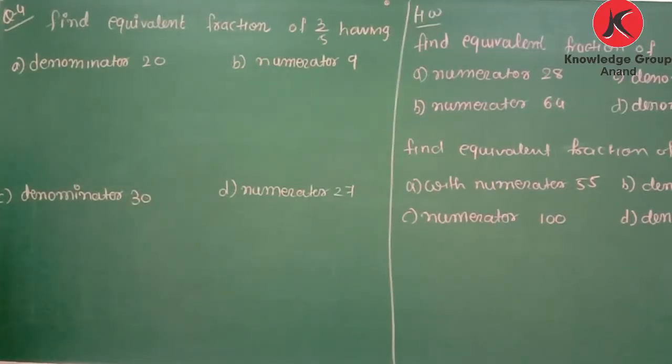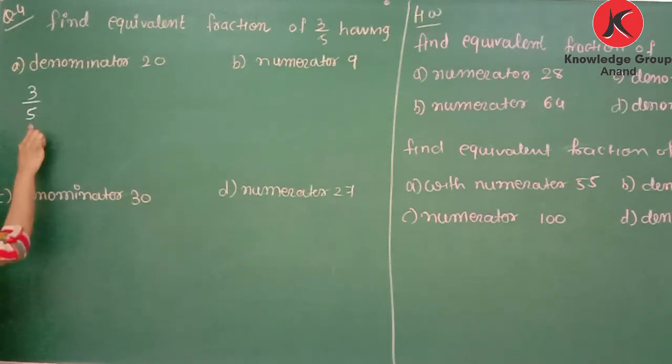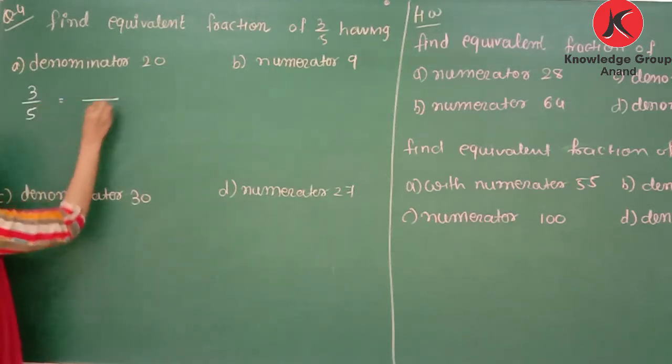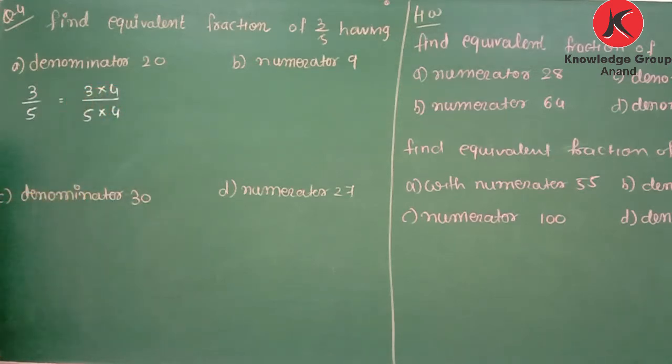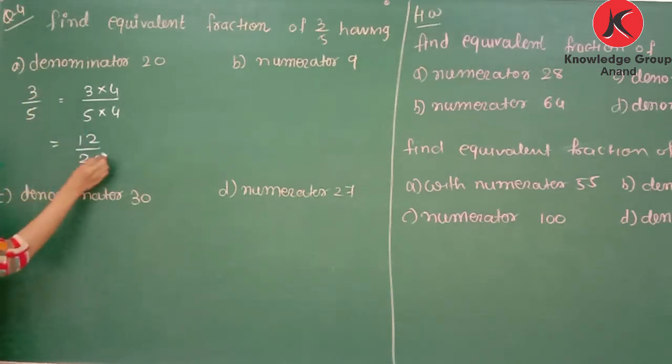Question number 4. Find the equivalent fraction of 3 by 5 having denominator 20. Now here we make the denominator 20. So here we have 3 by 5. How can we make 3 by 5 with 20? If we multiply 5 with 4. So 5 is multiplied with 4. The same number we need to multiply in the numerator. So 12 by 20. So this is the equivalent fraction of 3 by 5 with denominator 20.